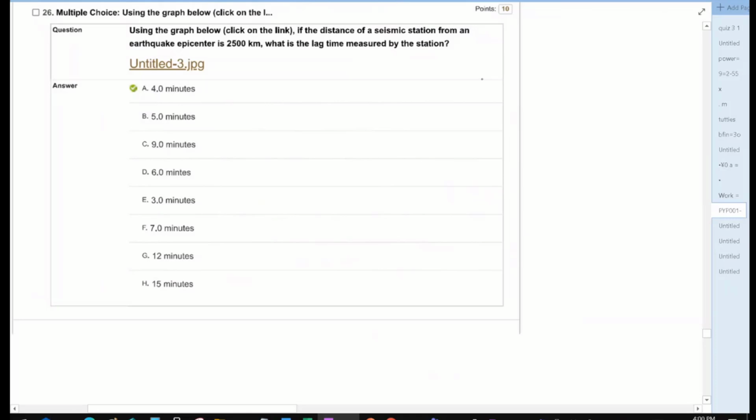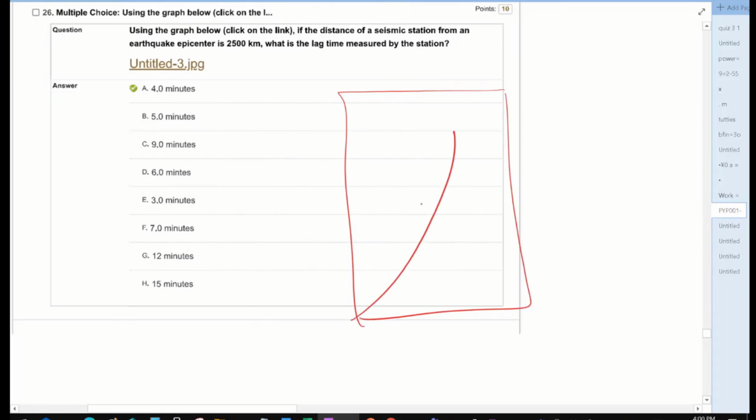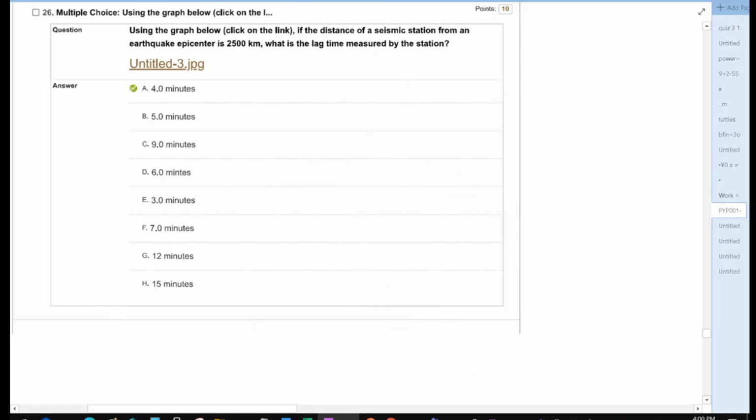I think you are familiar now with the earthquakes. Okay, the P wave and the S wave. Can you determine the lag time and the distance? I think there were a lot of problems in the homework and in the quiz for this one. So let's take this one for example. Do you have the textbook with you guys? Do you have your textbooks?